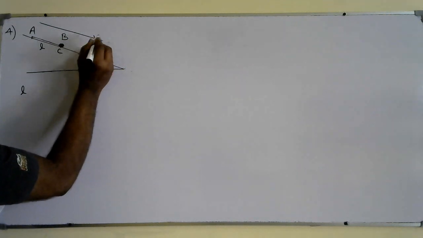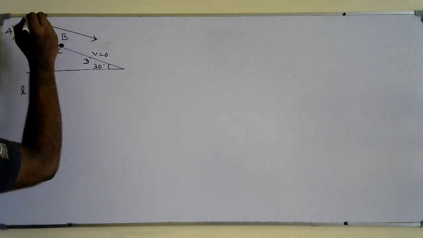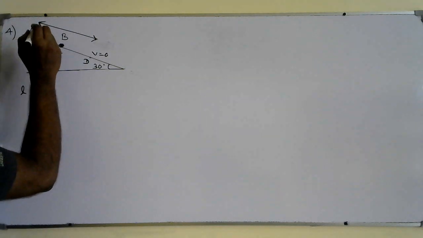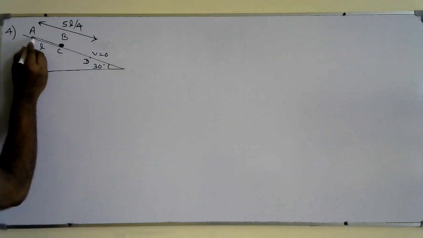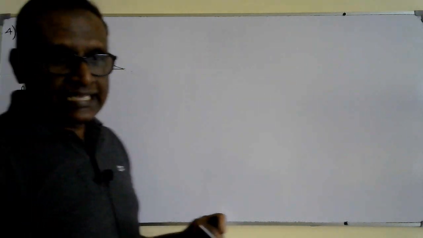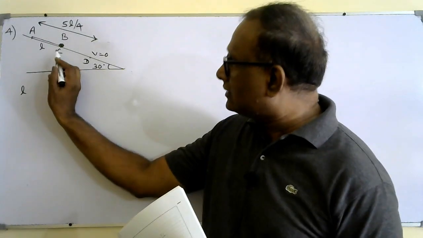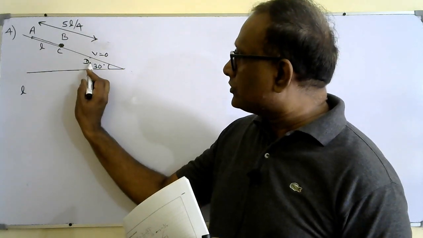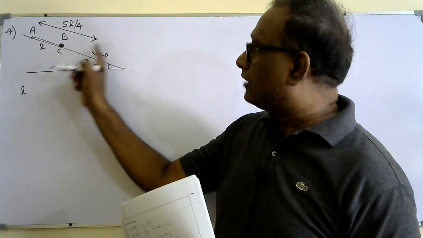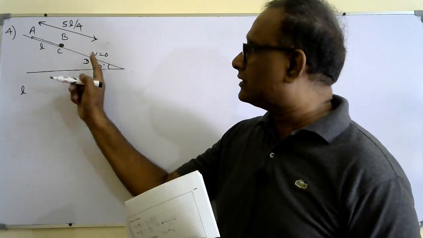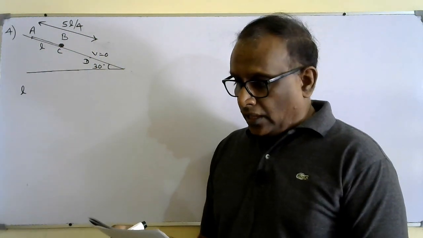This length is given. That is 5L by 4. Initially it was at C where it had the natural length, no extension. When it comes to D, there is extension. It's not a big issue. We can find it. 5L by 4 minus L is the extension of the elastic string.